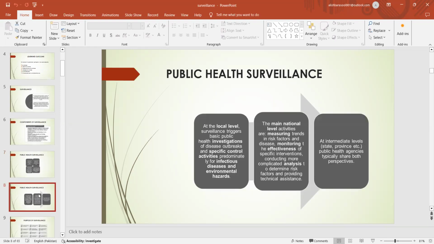Public health surveillance at the local level. Surveillance triggers the basic public health investigations of disease outbreaks and specific control activities, predominantly for infectious diseases and environmental hazards. The main national level activities are measuring the trends in risk factors and disease, monitoring the effectiveness of specific interventions, conducting more complicated analysis to determine risk factors, and providing technical assistance. At the intermediate level, state, provinces, etc., public health agencies typically share both perspectives.